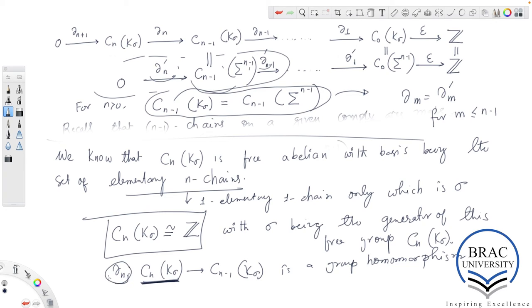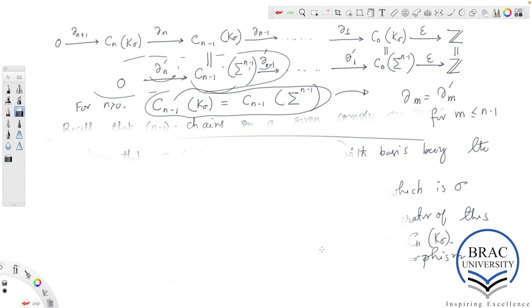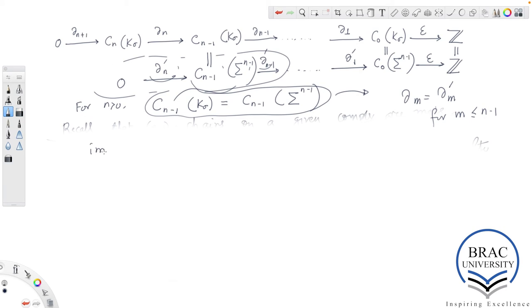So this is a group homomorphism, and there is a group theory exercise, so you should be able to do it by yourself. I think we did it in the abstract algebra course. The homomorphic image of a cyclic group is also cyclic. Which means that the image of delta n, which is a subgroup here, has to be cyclic.